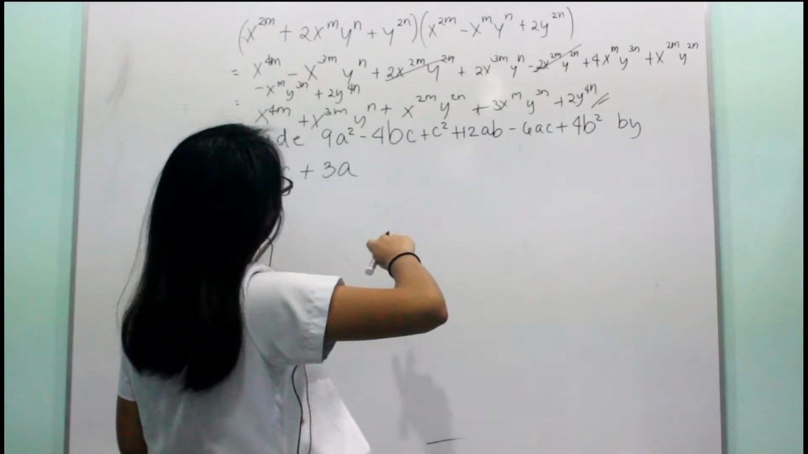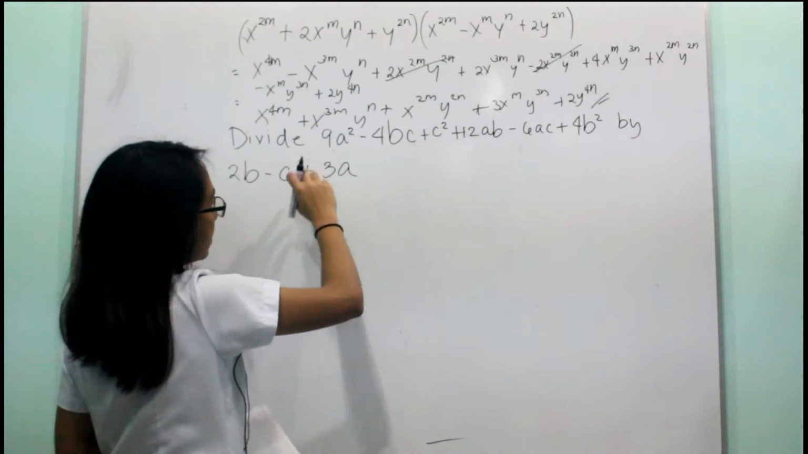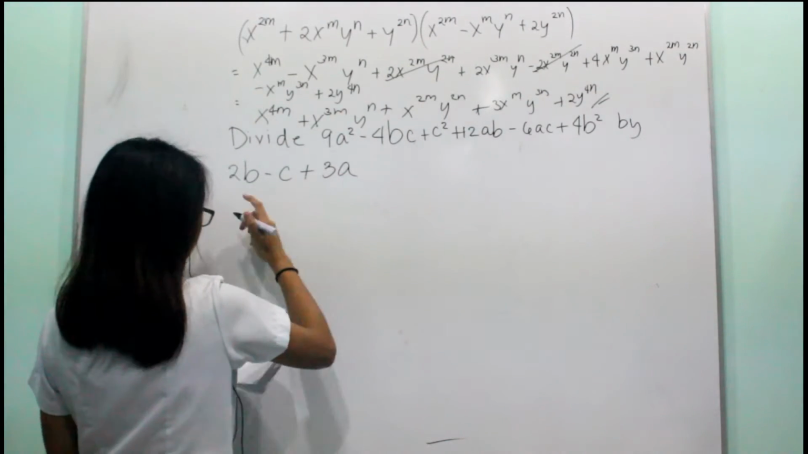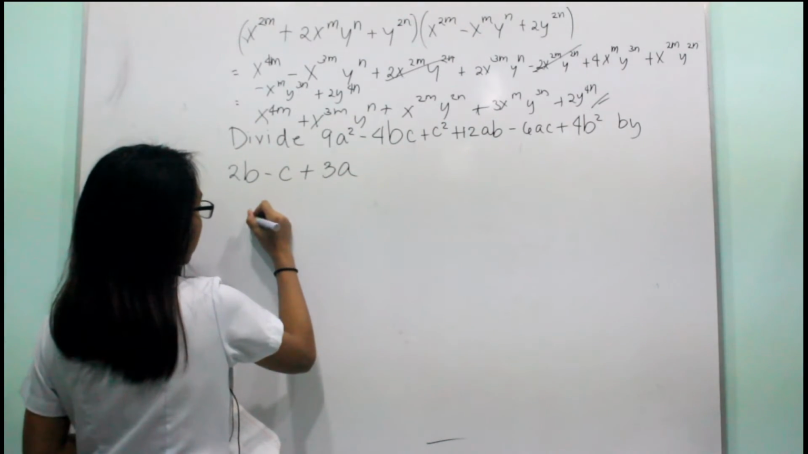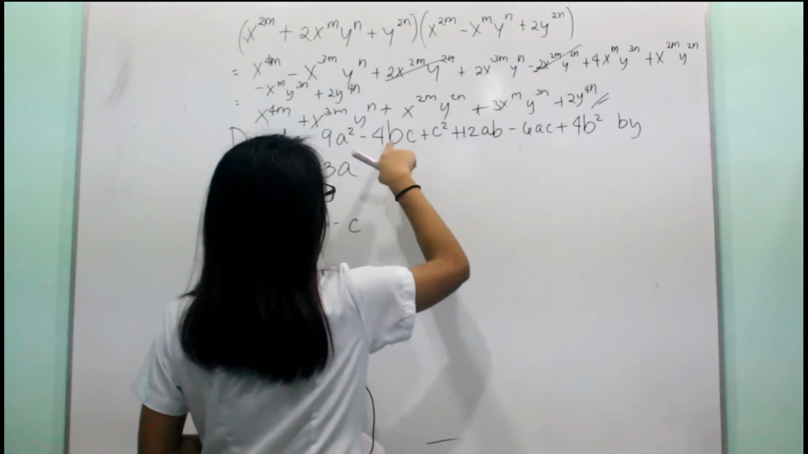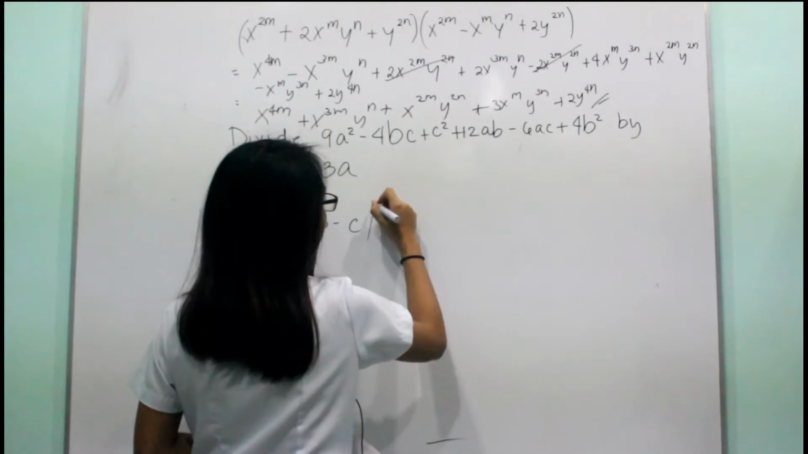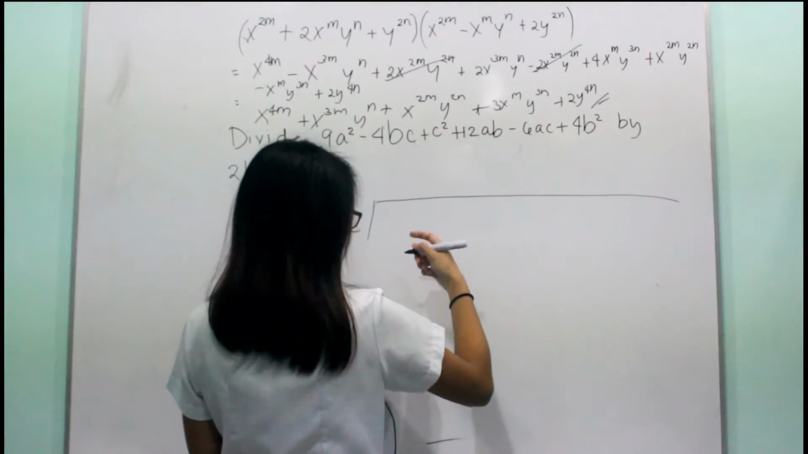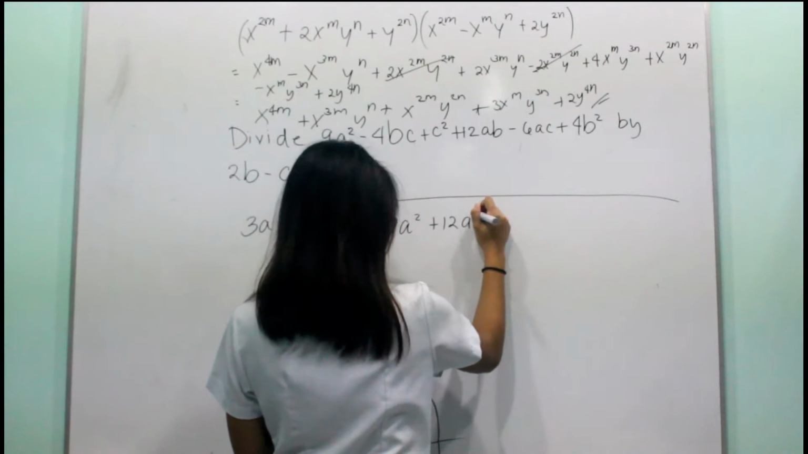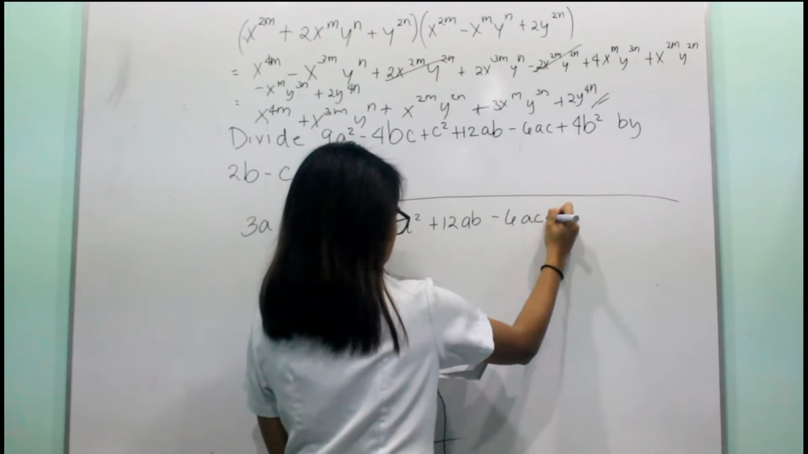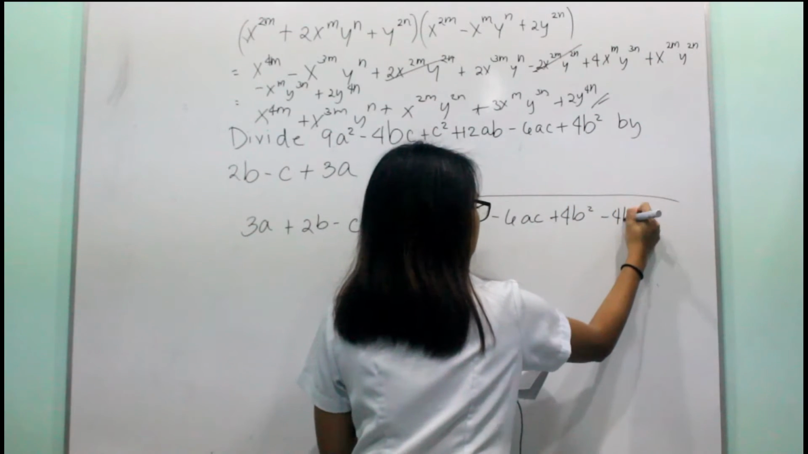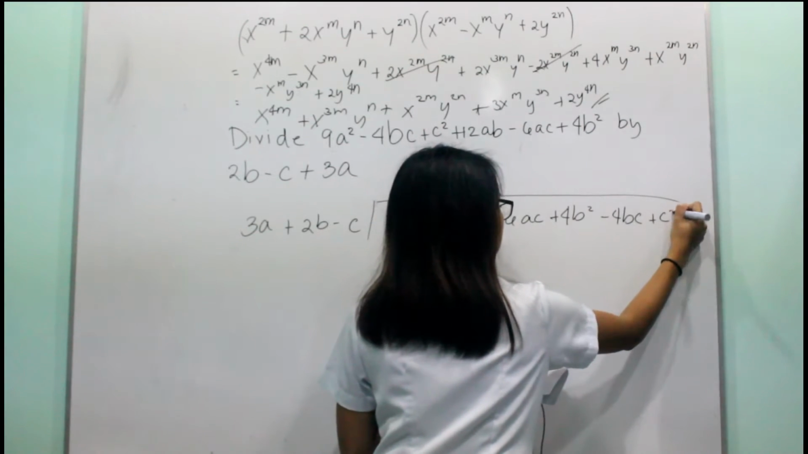That's the answer. So when dividing polynomials, remember that this is the dividend and this is the divisor. The word after by is the divisor. So arrange the divisor into standard form. So 3a plus 2b minus c. And arrange also the dividend into standard form before proceeding to the operation. So 9a squared plus 12ab minus 6ac plus 4b squared minus 4bc plus c squared.